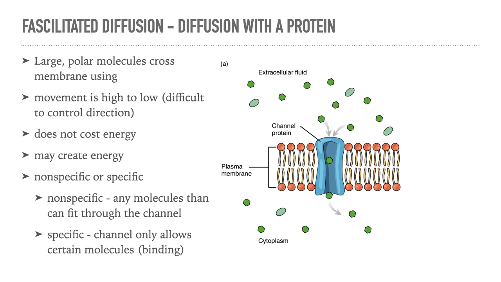So here we're looking at non-specific facilitated diffusion. This blue protein is the carrier protein, and basically any molecule that can fit through this channel is going to move through it, again depending on concentration gradient. So if the molecules are higher in concentration outside the cell than inside the cell, they will move through this channel from out to in.